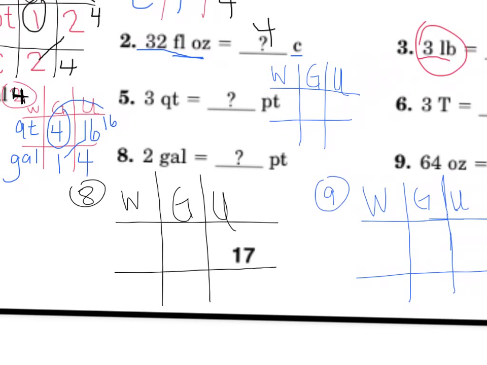Quarts and pints. On our math chart, it tells us that there's 1 quart equals 2 pints. And our question says, what about 3 quarts? 2 times 3 is 6, and 6 divided by 1 is 6.